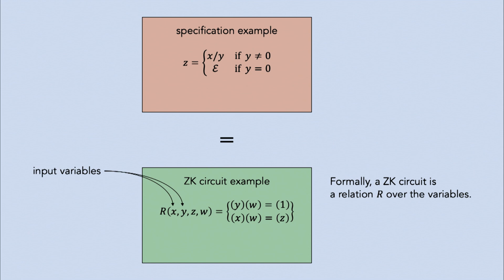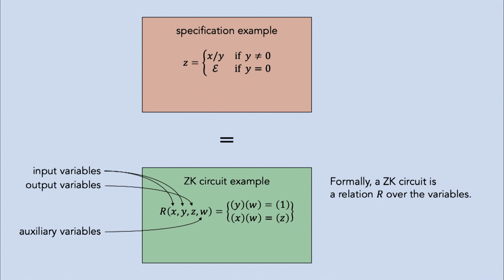X and y are input variables, dividend and divisor. Z is an output variable, the quotient. What about w? That's an important concept in circuits. It's an internal variable, an auxiliary variable. It's not part of the computation. It's something that the constraints need in order to express the computation. It's an internal thing. Okay, we'll come back to this.